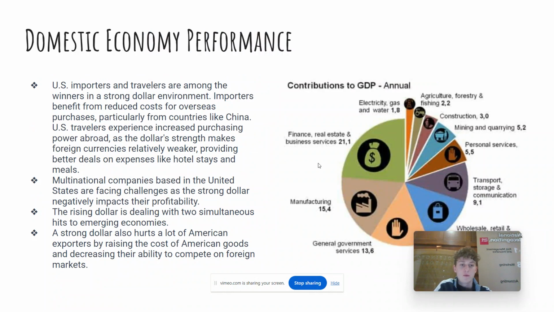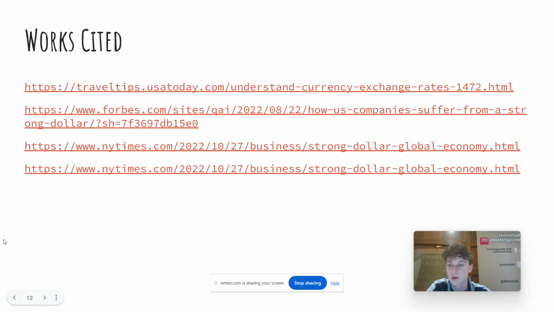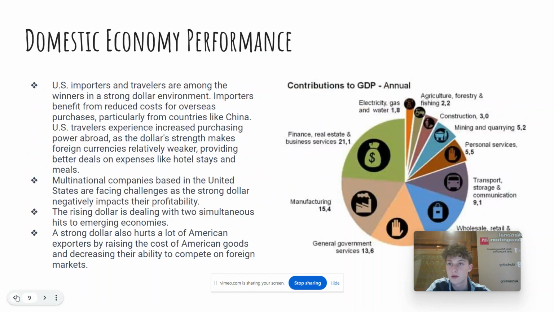So finally, when we're looking at determinants, we're going to be looking at domestic economy performance. Actually, well, we have one more after this.